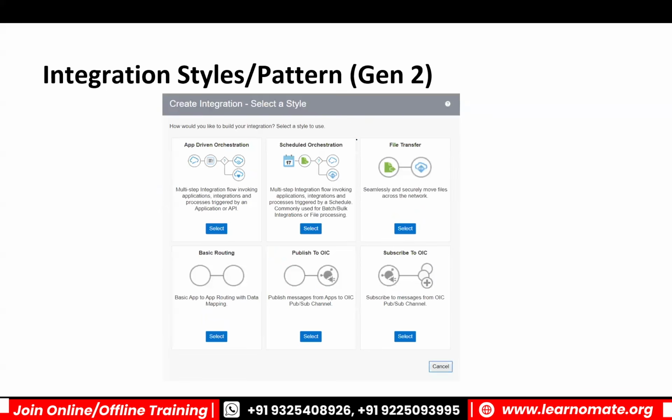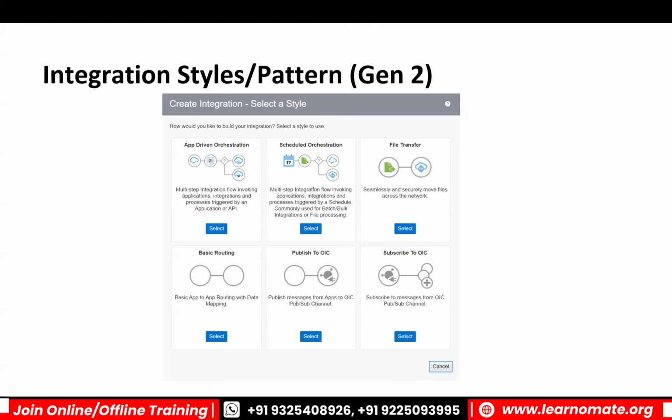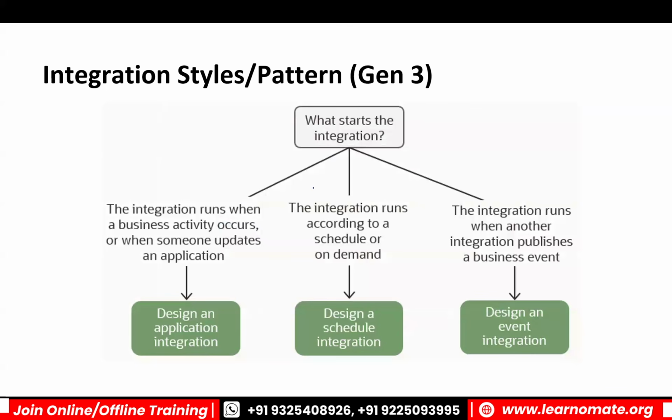In generation 2, we used to have 6 patterns: app driven, schedule, file transfer, basic routing, publish to OIC, and subscribe to OIC. In generation 3, these patterns went from 6 to 3. Now we just have application integrations, schedule integrations, and event integrations.